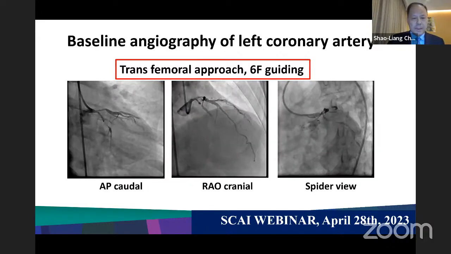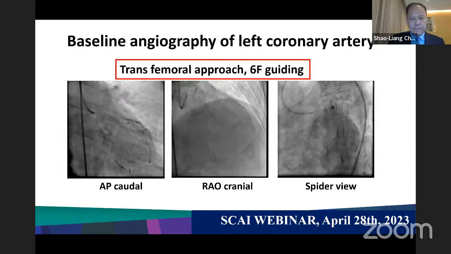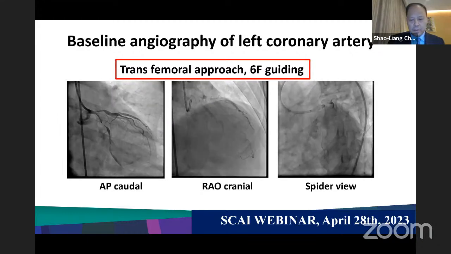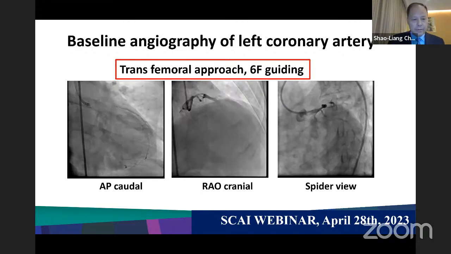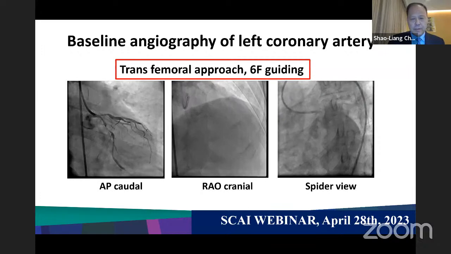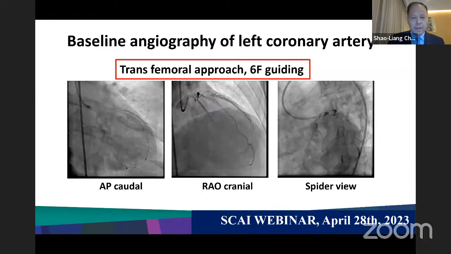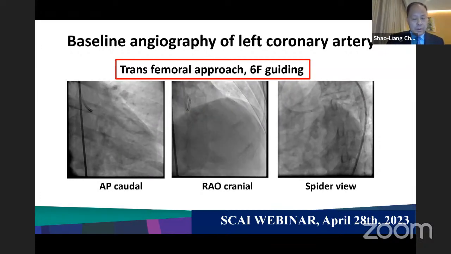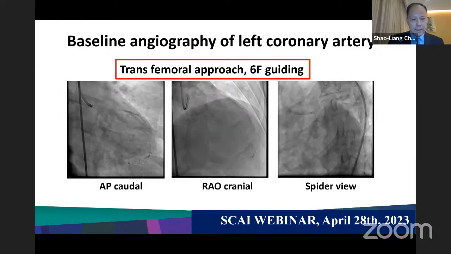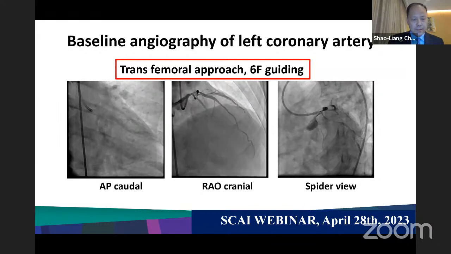So these are baseline angiography. From left to right are epicaudal, caudal, cranial, and spider view. All views show a very diffuse lesion in the left main. We use a 6 French guiding catheter from the femoral artery. From the epicaudal view, you can see a very tight lesion at the proximal LAD.